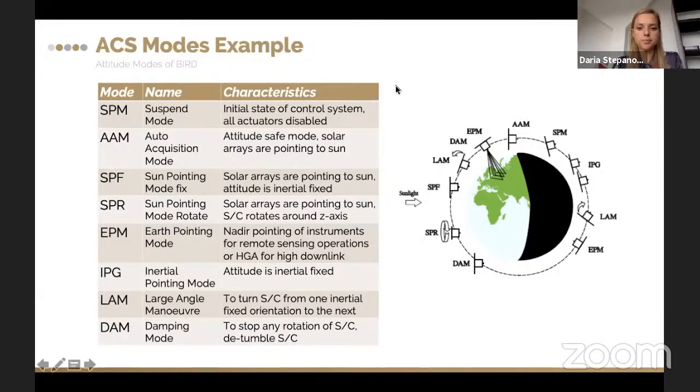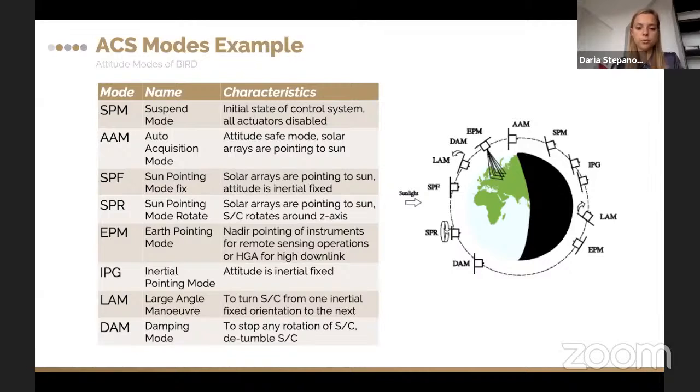In sun pointing mode fix, the solar panels are still pointing to the sun, and the attitude is inertially fixed. In sun pointing mode rotate, the satellite is able to rotate around this axis, which is the z axis. Earth pointing mode is visualized here. In this case, some instrumentation can be pointing to nadir, or some remote sensing operation can be conducted.